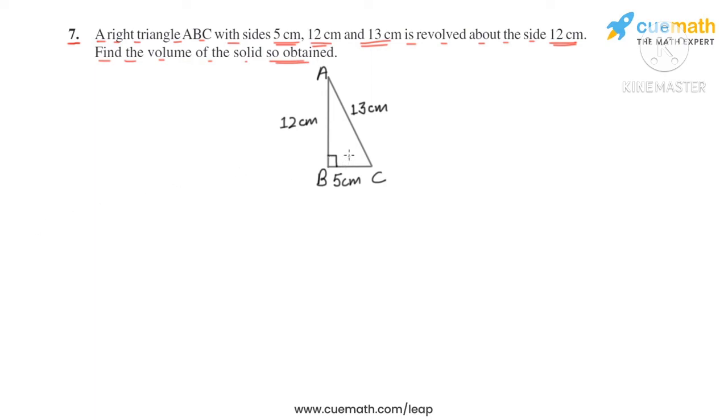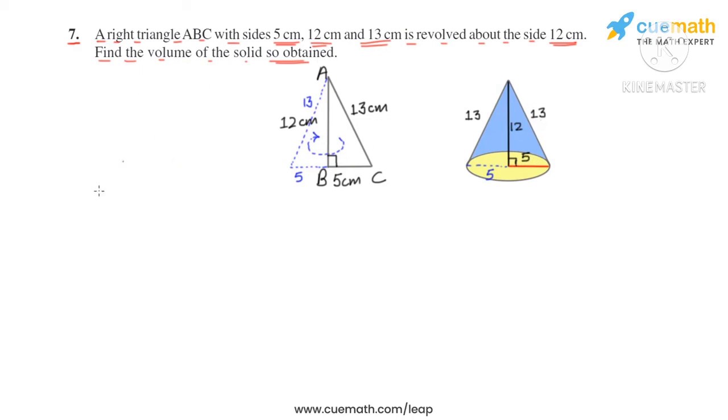Now they are saying that this is revolved about the 12 centimeter side, that is it is revolved like this. When it is revolved like this, this 5 centimeters will come here also like this, and this 13 will come here also like this. So this will become a cone like this, where the radius will be 5, height will be 12 and slant height will be 13.